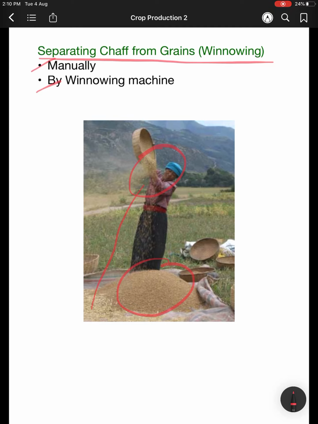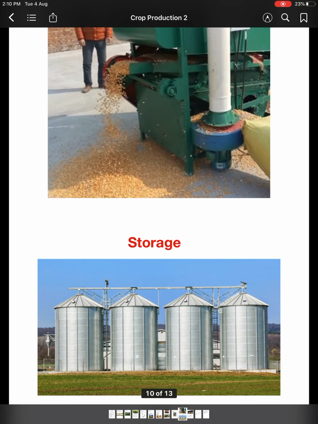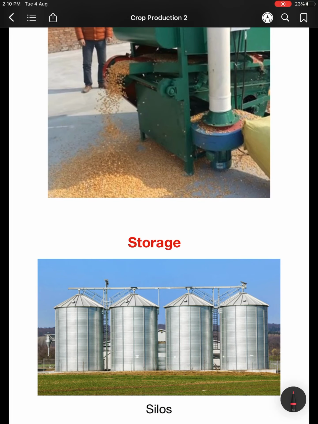this way we can distinguish or we can separate both chaff and the grains. As the chaff is lighter, it will be blown away by the wind. Now the grains are separated, so they need to be stored.